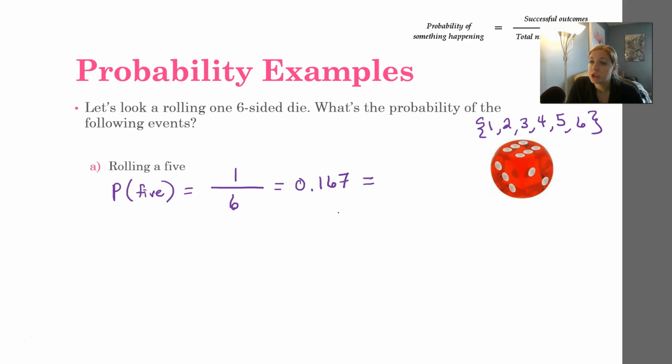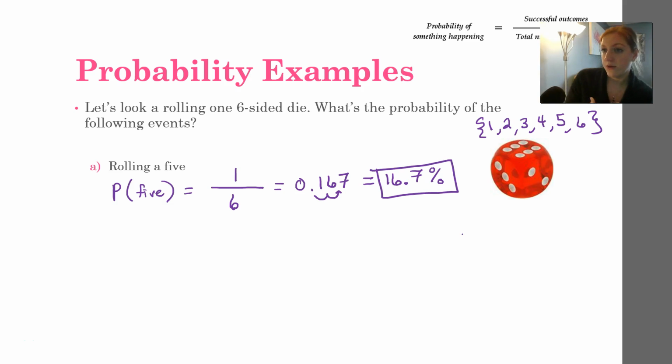Then to change it to a percentage, we just take that decimal and move it 2 spots to the right. So this becomes 16.7%. So you have a 16.7% shot of rolling a 5. So if you only have 1 die left in Yahtzee, not that high of a probability to roll a 5. Let's look at rolling an odd number. So again, we start off with probability of rolling an odd.